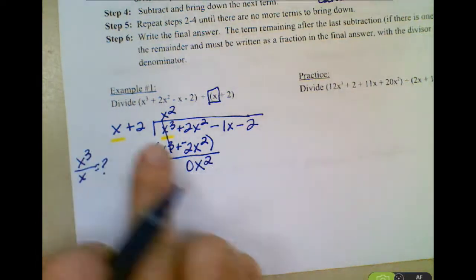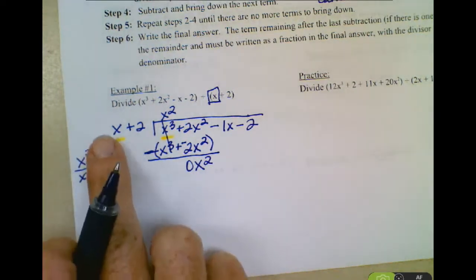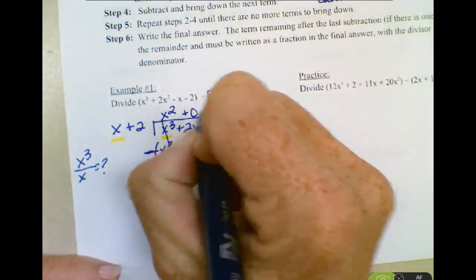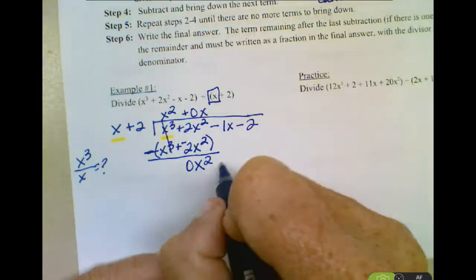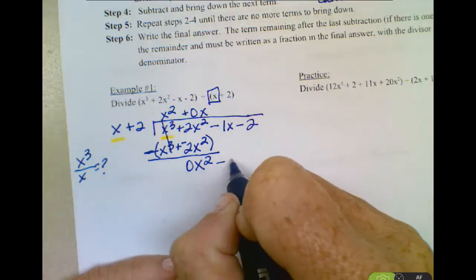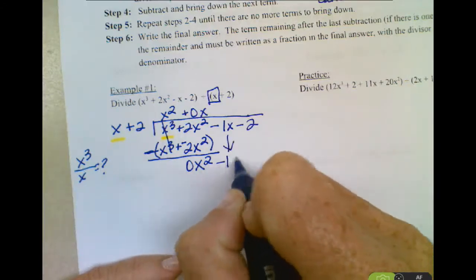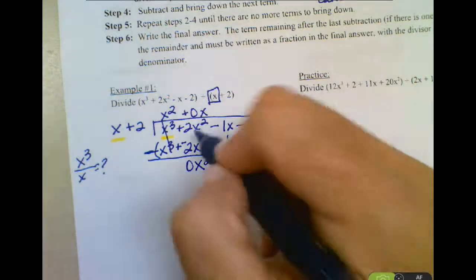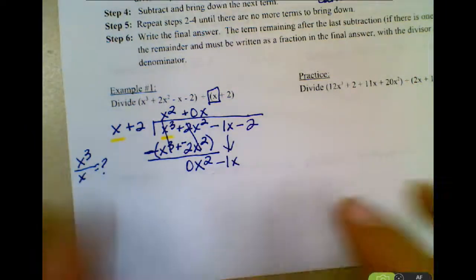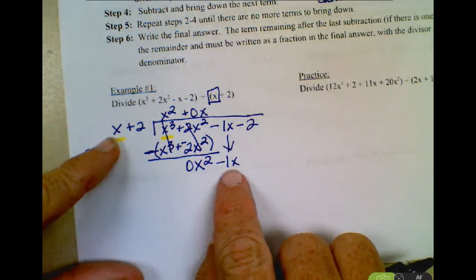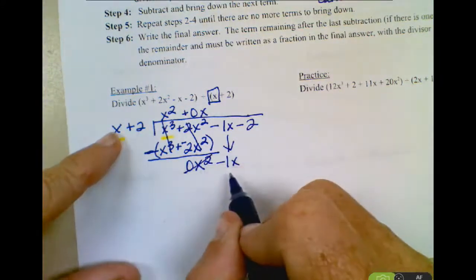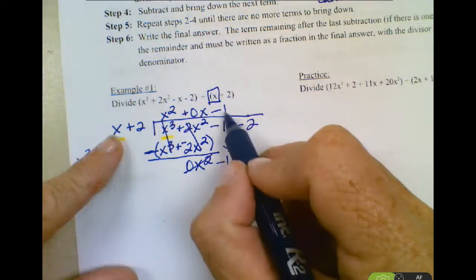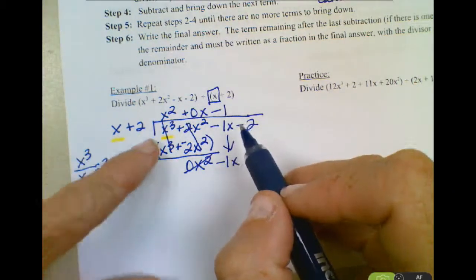Now you're going to ask yourself the question again: how many times does x go into 0x squared? There is nothing there, so we have 0x. Now we're going to bring down the next term, okay? Now you're going to ask yourself the same question again, because these canceled out. How many times does x go into negative 1x? That goes in -1.